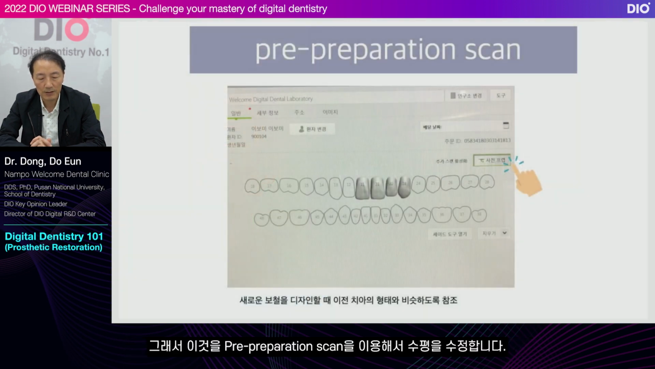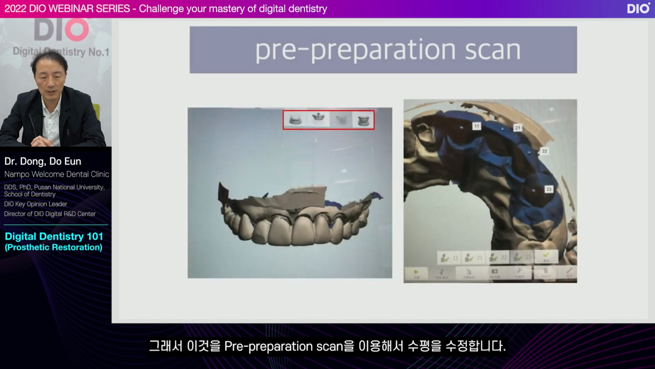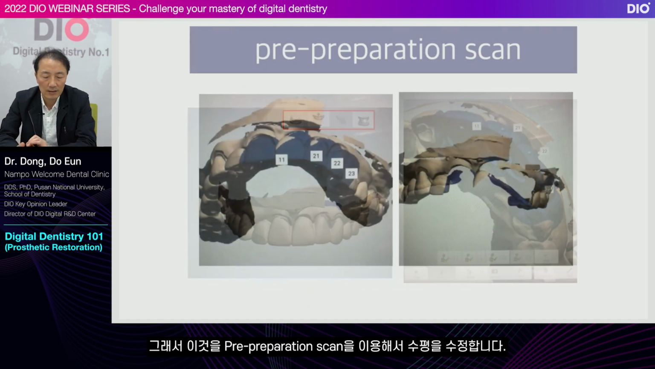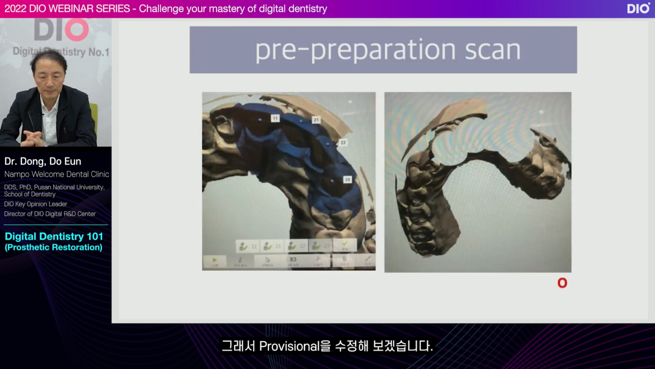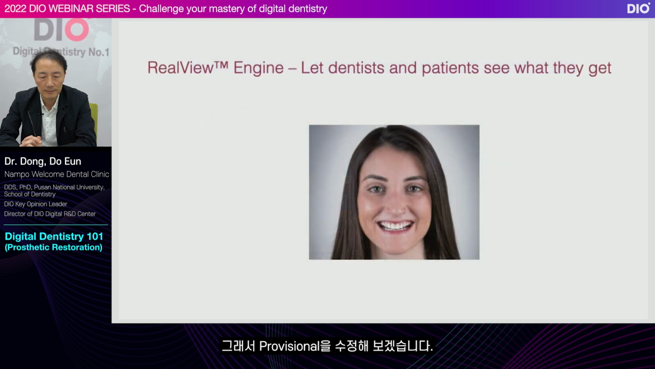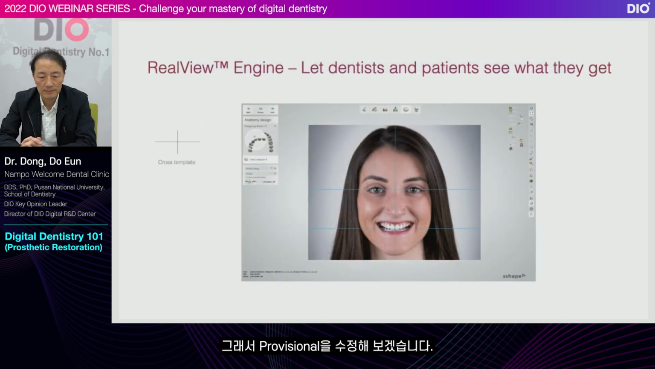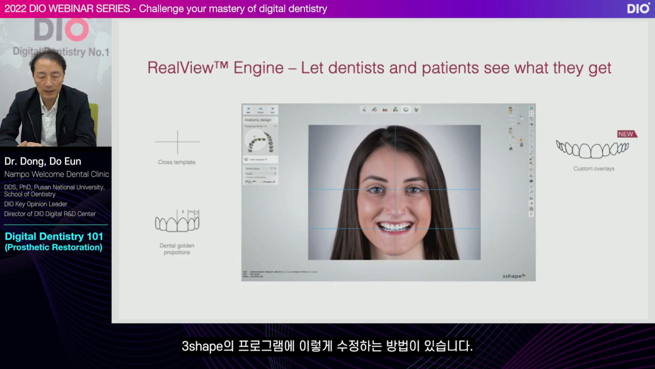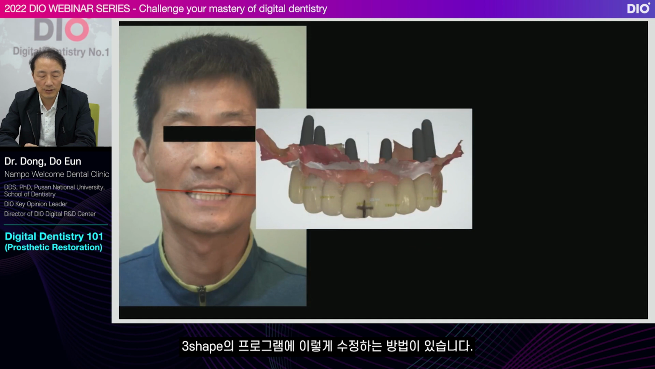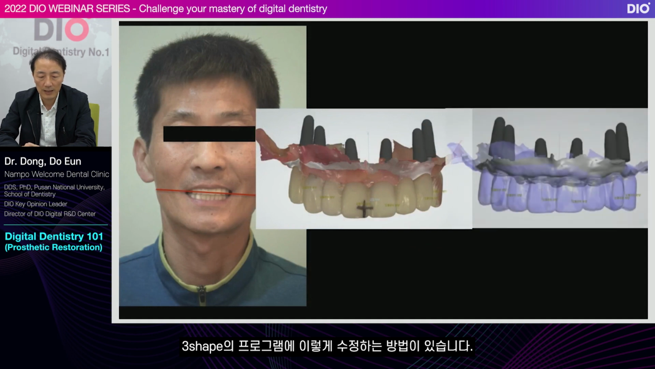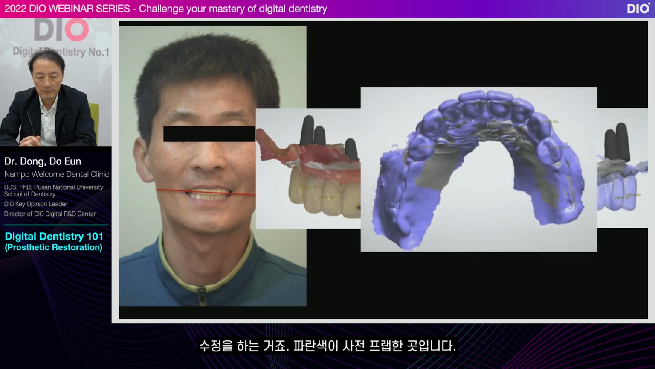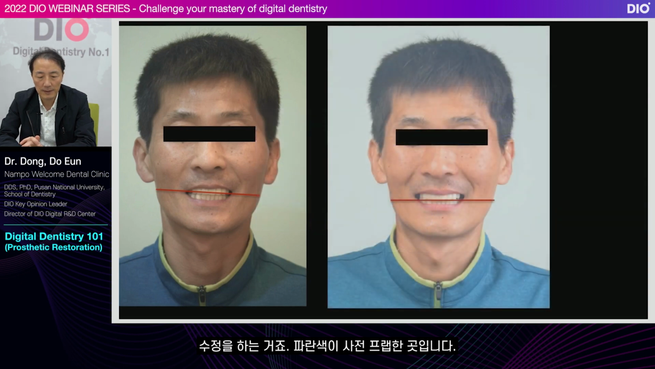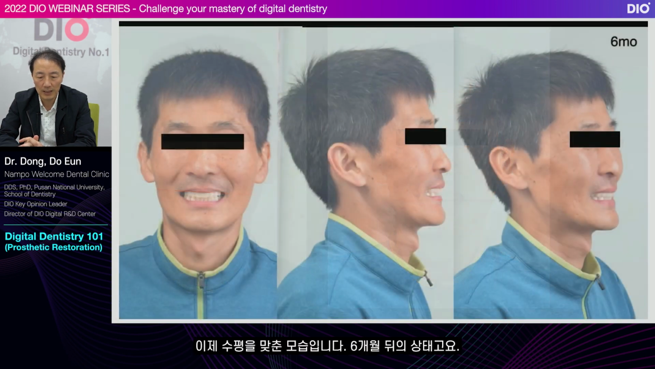So adjust the horizontal line using the pre-preparation scan. I'll modify the provisional. There is a way to modify it in the shape program. Modifying. The blue color indicates the pre-prepared area. This aligned the horizontal line.